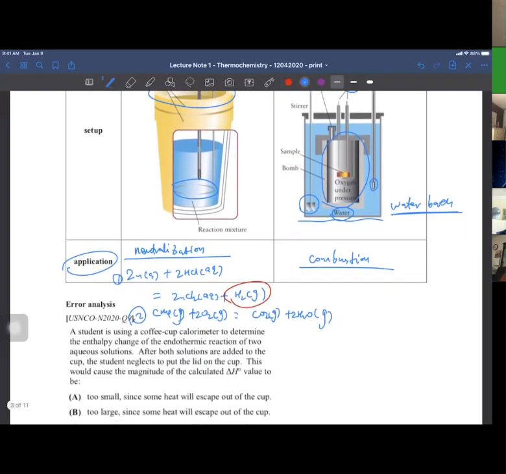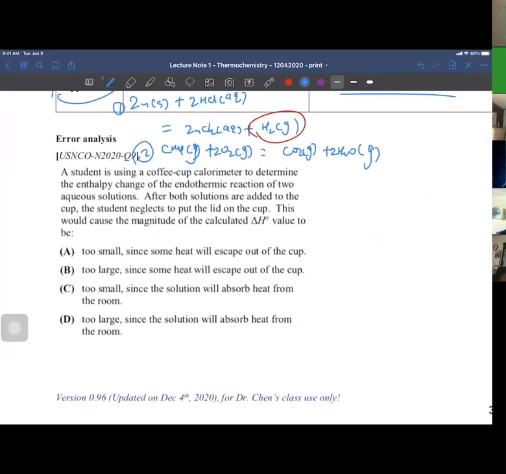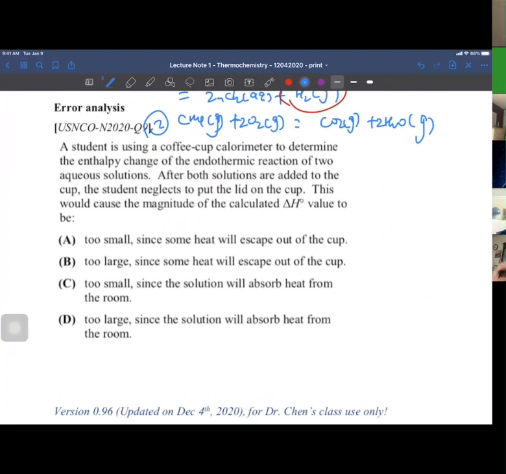Okay, good. Let's have a look at this question. The good news is it's not a calculation, so we don't need to put too much time here. But it's related to conceptual understanding. Have a quick read and check your answer.